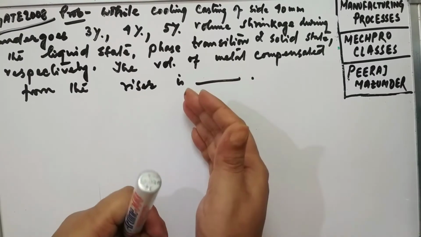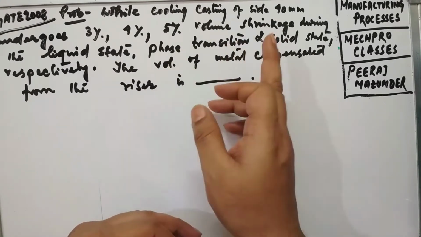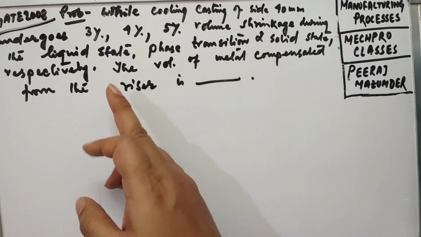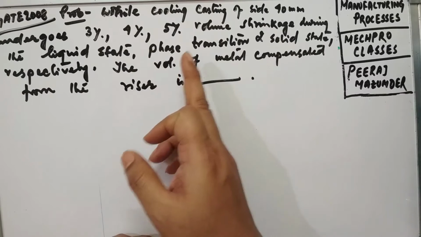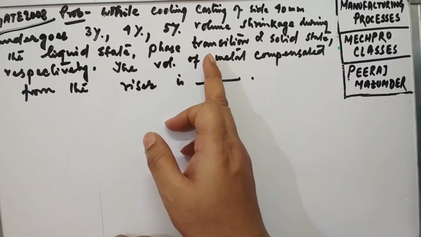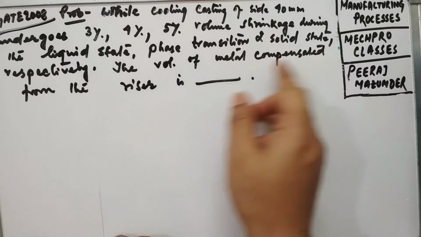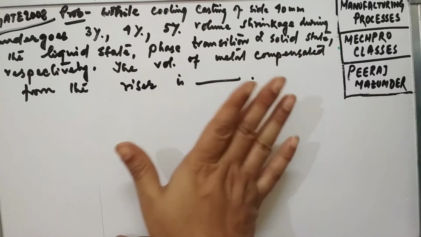Okay, now the problem says, while cooling, a casting of side 40 mm undergoes 3%, 4%, 5% volume shrinkage during the liquid state, phase transition and solid state respectively. The volume of metal compensated from the riser is how much we have to find.